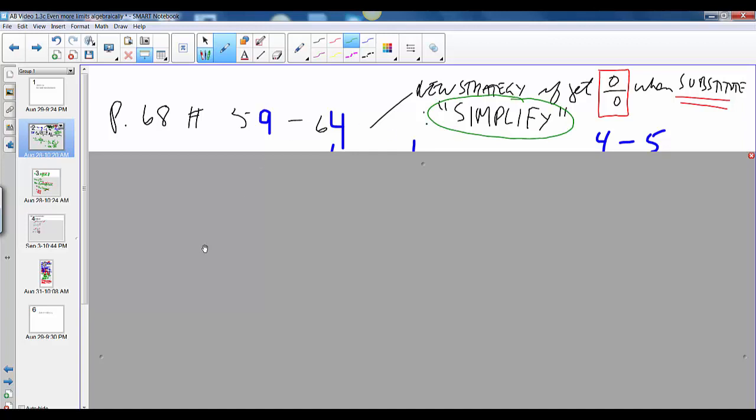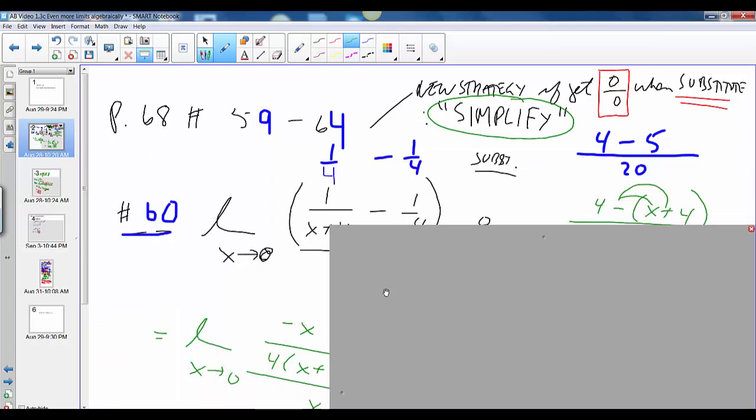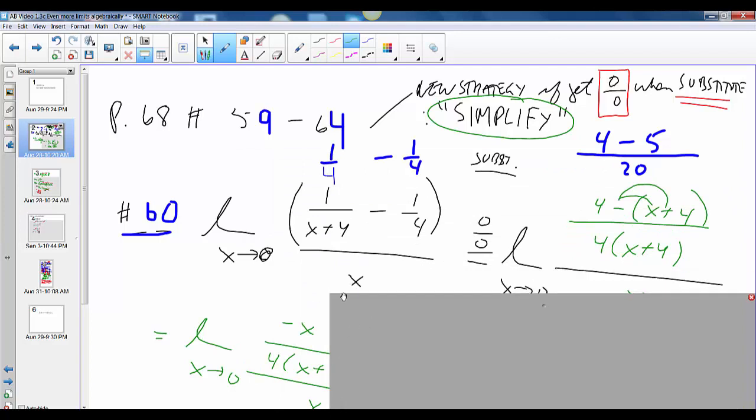So here's an example. Number 60, where you have this expression right here. So remember, the first thing we always do is substitution, as x approaches 0. So we replace x by 0, that'll give us a quarter here, minus a quarter will give 0. Replace the x in the denominator by 0. So we get the famous 0 over 0.